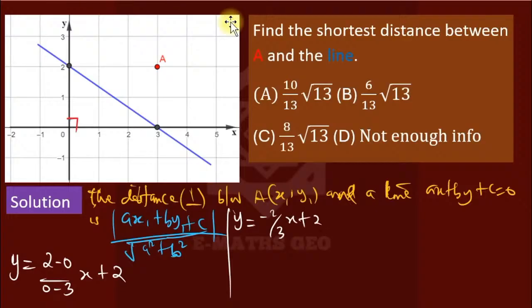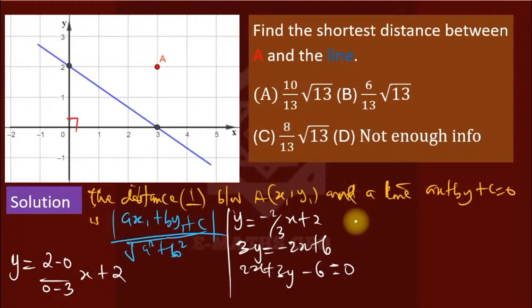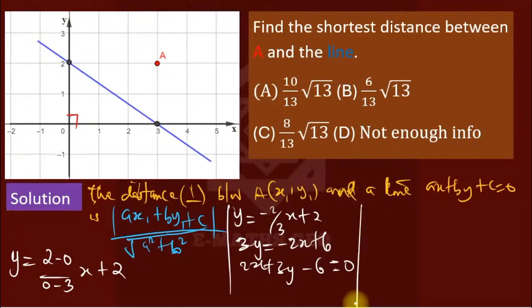But we need to make it in this form, ax plus by plus c equal to 0. So multiplying by 3, I have 3y equals minus 2x plus 6. So we can write it as 2x plus 3y minus 6 equals 0. So a is 2, b is 3, and c is minus 6. Therefore, the distance we are looking for.